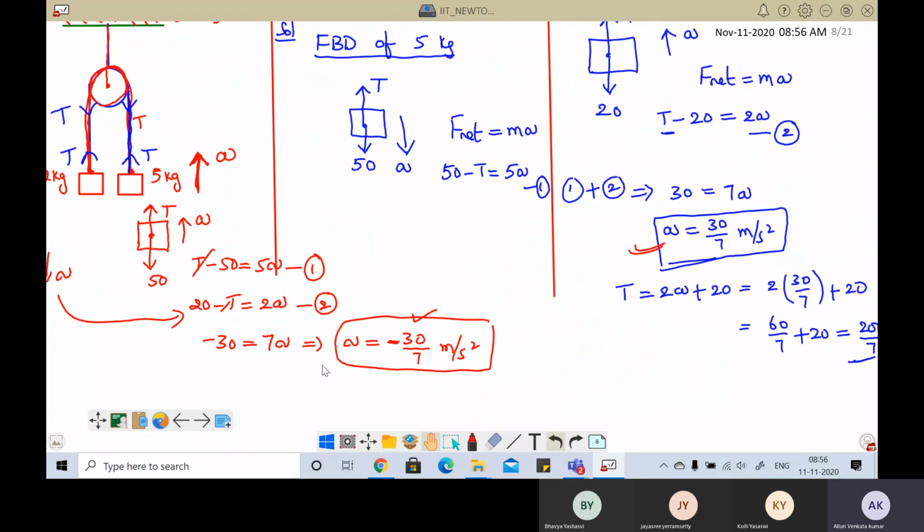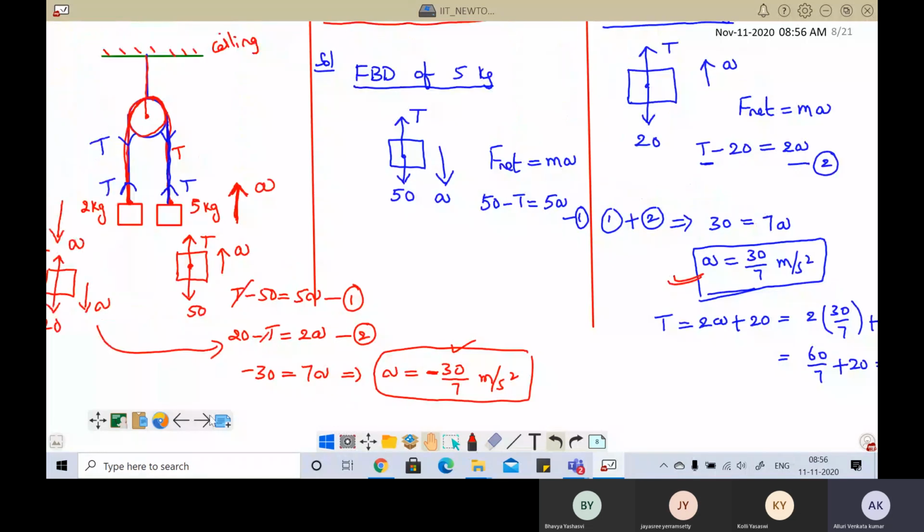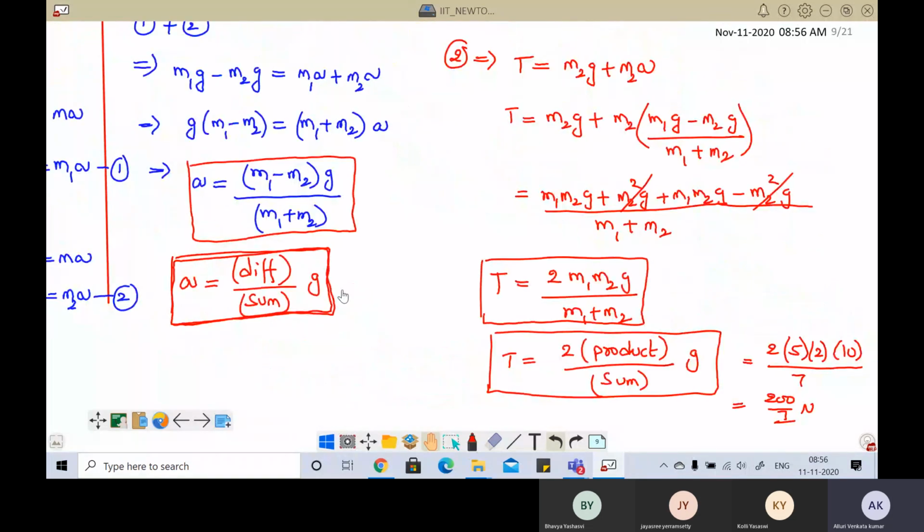So please remember these two results. What are the results? Acceleration is what? Difference by sum into gravitational acceleration. Correct. Tension? It is 2 into product by sum into gravitational acceleration. Correct. Very good.